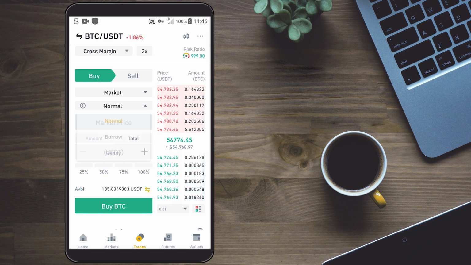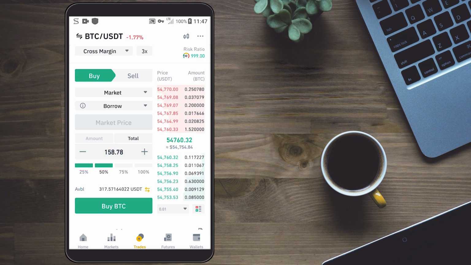Let's select borrow. Here you see the available balance turned to 317 USDT. So now we have 317 USDT available to trade. Let's buy Bitcoin with half of our available USDT. So we are buying Bitcoin worth 158 USDT, as you can see shown here.